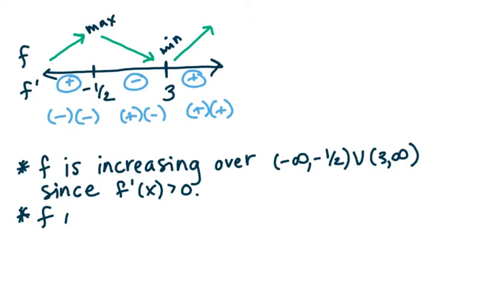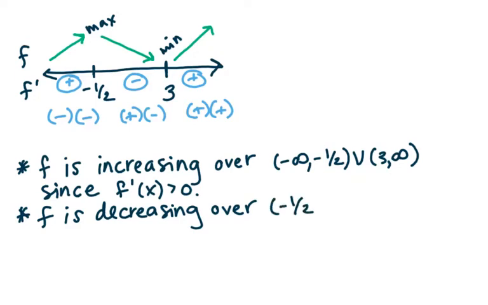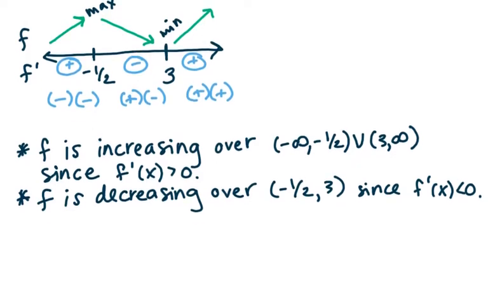Okay. Next we'll say f is decreasing over the middle interval, which is negative 1/2 to 3, since our derivative there is negative, or less than 0. Okay, now we're going to state our relative extrema, the max and the min.